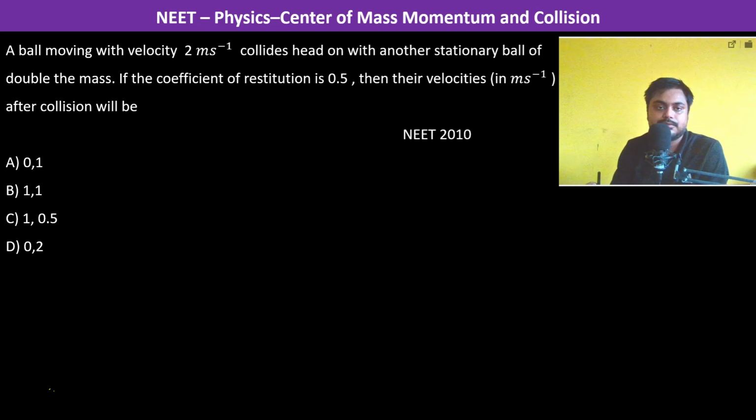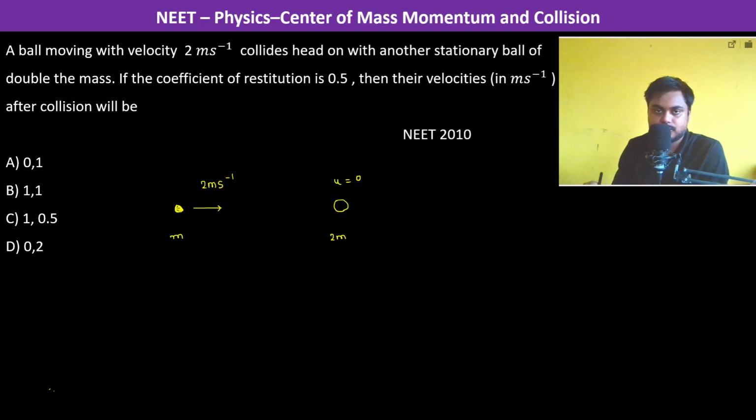A ball moving with a velocity 2 meters per second collides head-on with another stationary ball of double the mass. So this is the ball which is having mass m, moving with a velocity of 2 meters per second. It collides head-on with another stationary ball. So this is the stationary ball, and this is 2m, and the initial velocity is 0.